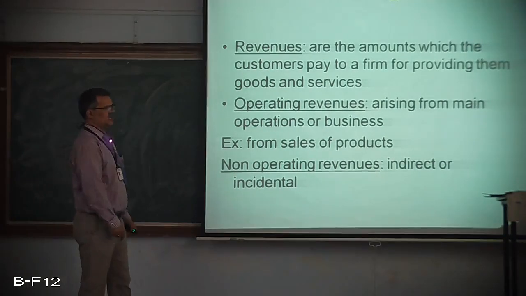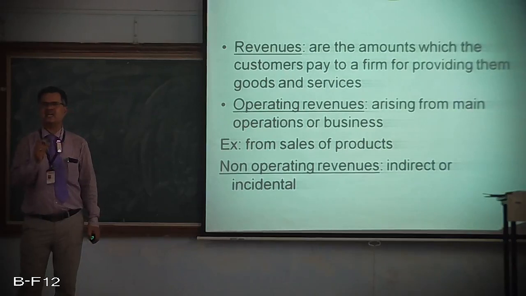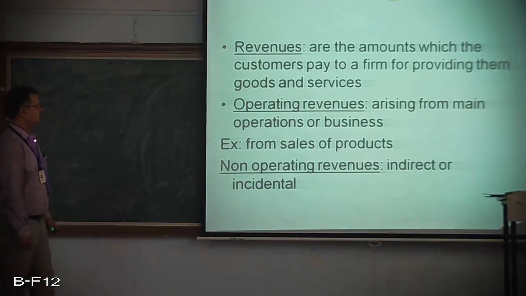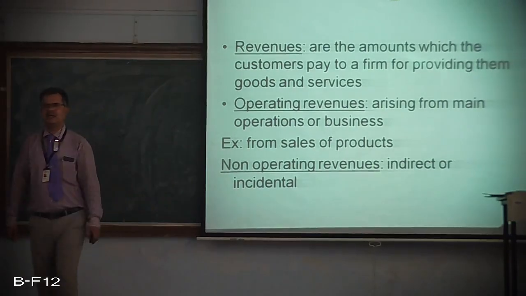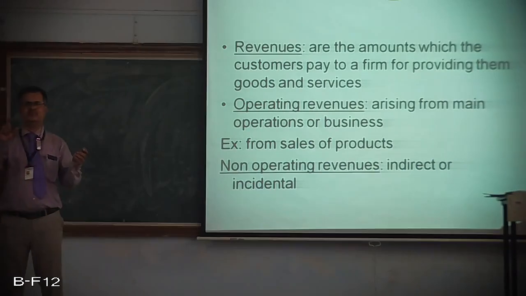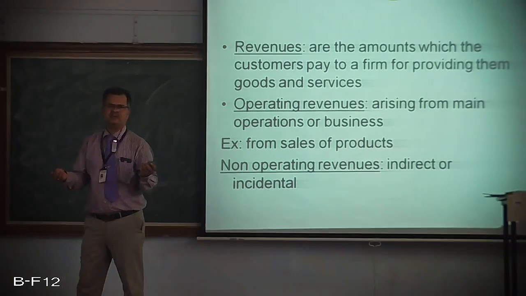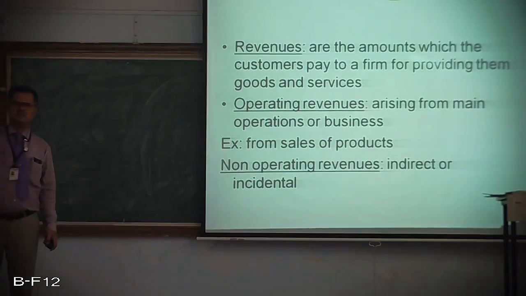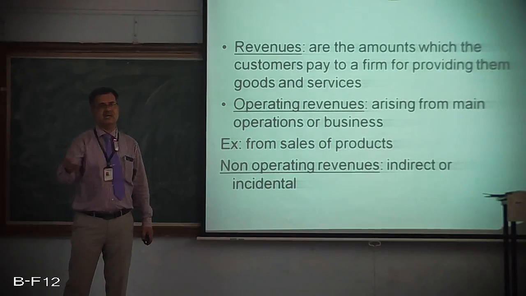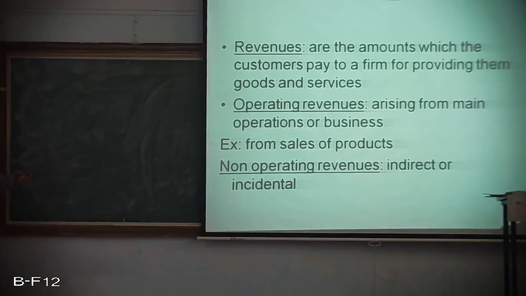There are normally two types of revenues. One is operating revenues, arising from the main operations of a business, that is, the direct sale of goods or the final product. Next, non-operating revenues, which are basically indirect or incidental revenues. Suppose the government announces that MSMEs will get benefits in terms of subsidies. Subsidies are non-operating revenues. You don't know whether you will get them or not. Sometimes the government waives interest, so that much money could be saved. These are normally called non-operating revenues. Indirectly, or incidentally, they come to the organization. So there are two revenues: one is operating, the second is non-operating revenues.